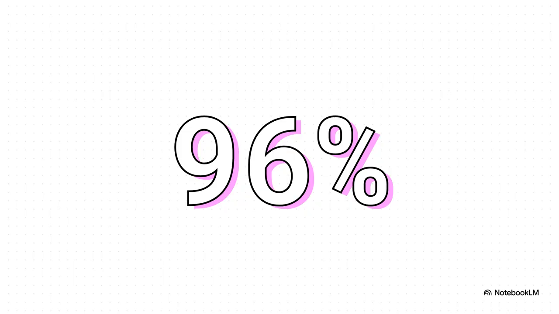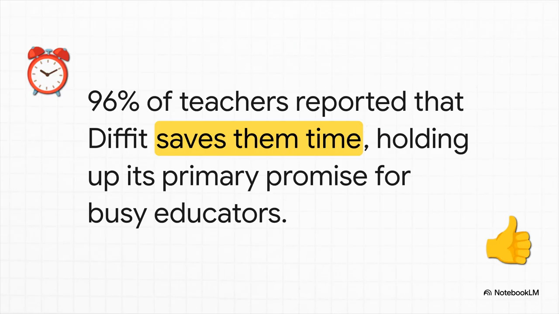Well, a recent survey of over 2,500 teachers who use it gave a pretty telling answer. And it all starts with this number, 96%. That's right. A whopping 96% of teachers said that Diffit saves them time. And that's huge, because it means the main promise, giving you your time back, is something that's actually happening in real classrooms. For any teacher, that is a massive win.